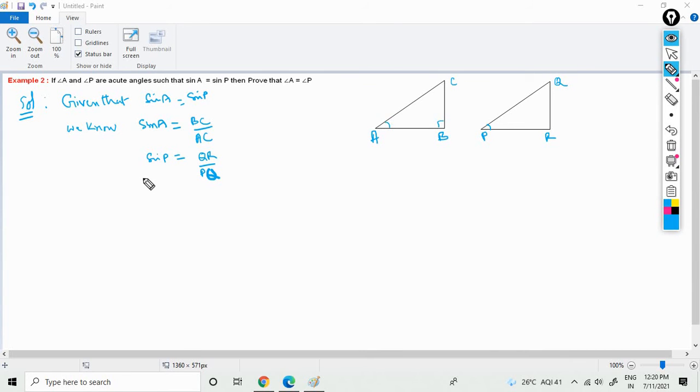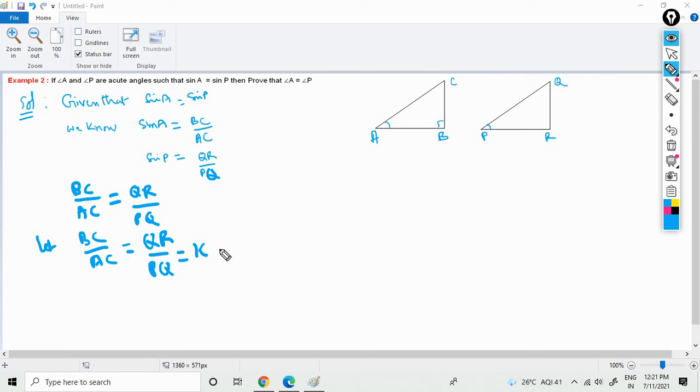Now I'm going to equate these two, that is sin A and sin P. What does it mean? BC by AC is equal to QR by PQ. So from the equation sin A is equal to sin P, I'm going to consider BC by AC is equal to QR by PQ, and I am considering it as K, and I am making it equation 1.